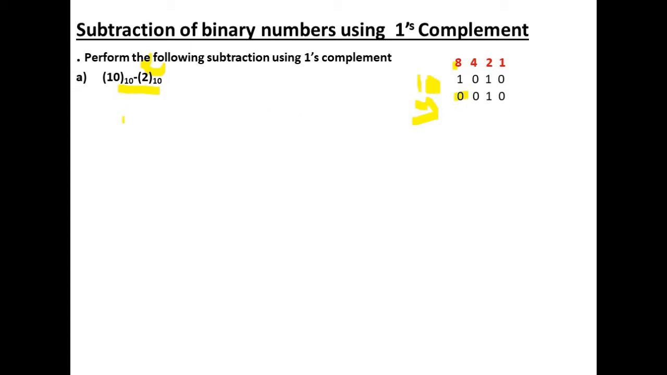Now we can put the binary equivalents of 10 and 2, so we have to perform this subtraction, that is 1, 0, 1, 0 minus 0, 0, 1, 0. We know that the first number is called the minuend and this is the subtrahend.